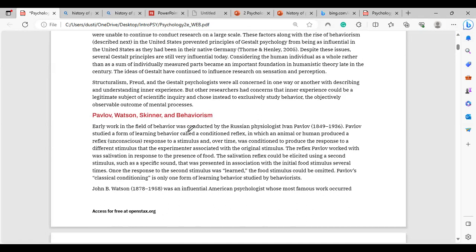Pavlov, Watson, Skinner, behaviorism. I love everything about Pavlov. Pavlov's theory is that classical conditioning. If you're going to think of anything with psychology, the first thing when I learned about psychology years ago, it was right away Pavlov's theory. The dog, the famous dog in the experiment, is something that is right there.